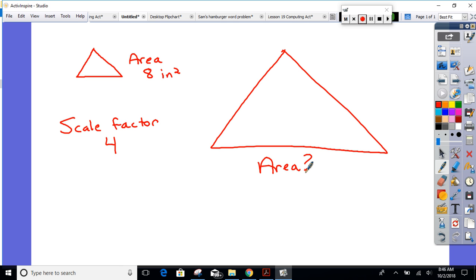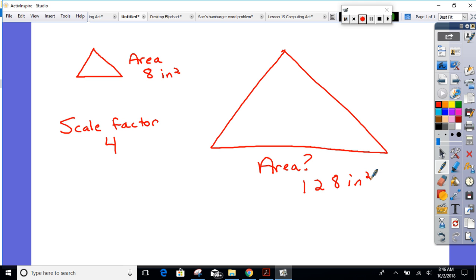I did 4 times 4. Mm-hmm. And then I did that 16, and I did 16 times 8. Okay, good. So we can't just multiply 8 times 4 because it doesn't work that way for area. It only works that way for length. We have to square the scale factor. So 4 times 4 is 16. 16 times 8 is 128. So the area of this triangle would be 128 square inches.